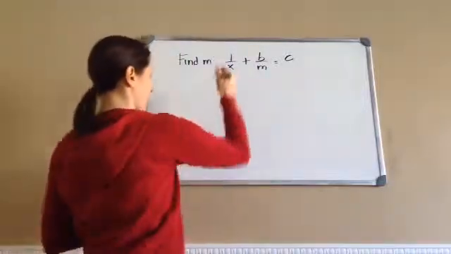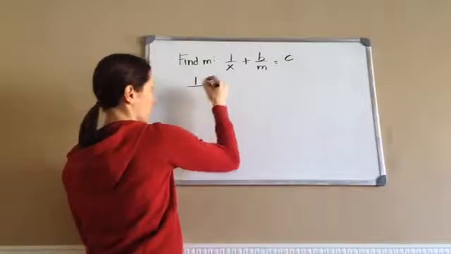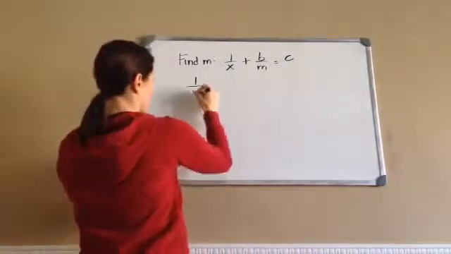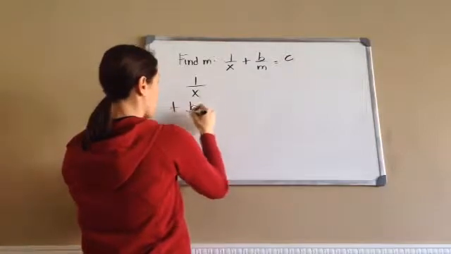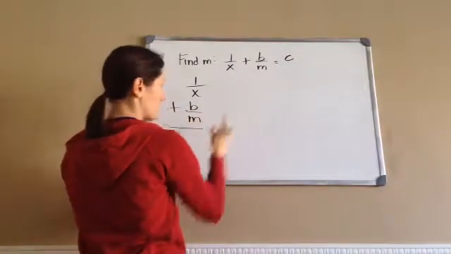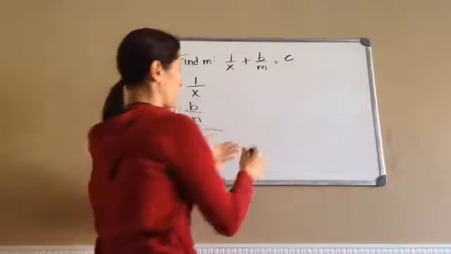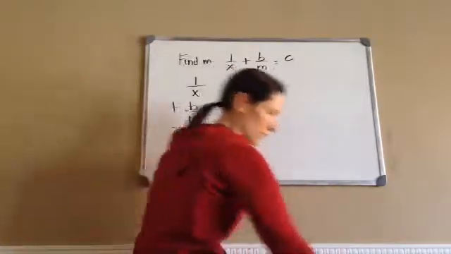And now I'm going to write it vertically. 1, or L, is that an L? That is a 1. Okay, 1 over x plus b over m equals, and then I'll make this c over 1 just to help us. Okay, just like a 4 would be 4 over 1, same thing.